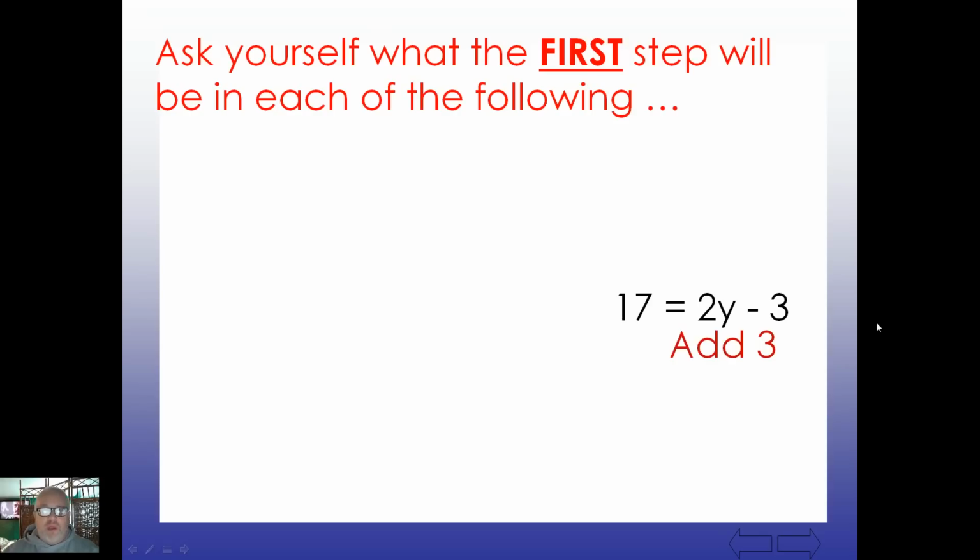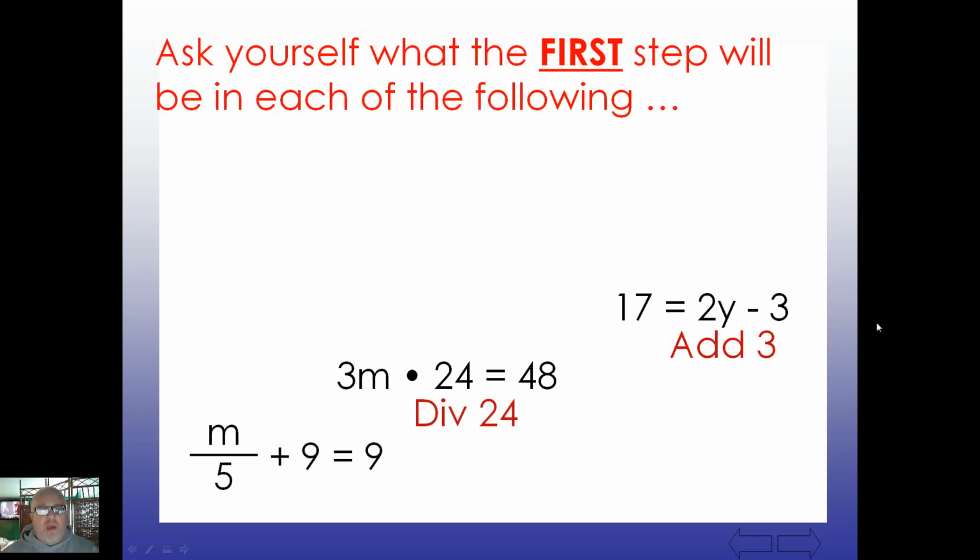Now, we would have to do another step to ultimately solve for y, but our job right now is just what's the first step? How about this one? 3m multiplied by 24 equals 48. Well, the opposite of multiplying by 24, of course, is to divide by 24. Good. How about this one? 5 divided into m plus 9. Well, on the left side there, I've got that plus 9 is further away, so I'm going to subtract 9 from both sides.